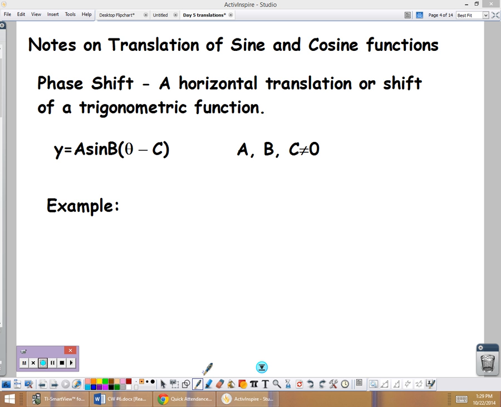All right. Today we're going to talk about notes on translations of sine and cosine functions. Today we're talking about phase shift. This is basically just a right or left movement, and we've talked about this before. If we had a parabola and it shifted 2 units to the left, we would write that like this.